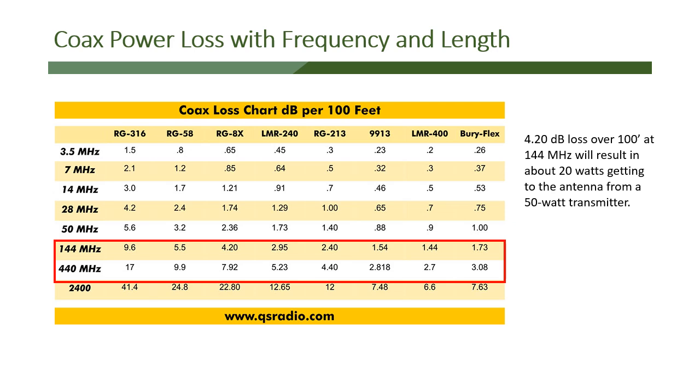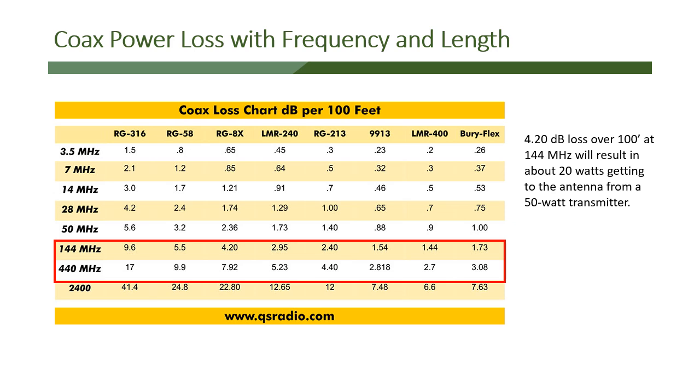And that's important because when you think about it, a 4.2 dB loss at 100 feet. If you go with RG-8X at 144 megahertz, you'll see it's 4.2 dB loss over 100 feet. And at 144 megahertz, if you had 100 feet of this cable attached to your antenna, it would result in about 20 watts getting to your antenna from a 50-watt transmitter. Now, that may not bother you because of what kind of work you're doing. However, if you're trying to do long-distance work, you want to get more of that power to the antenna, so you might choose a different cable.